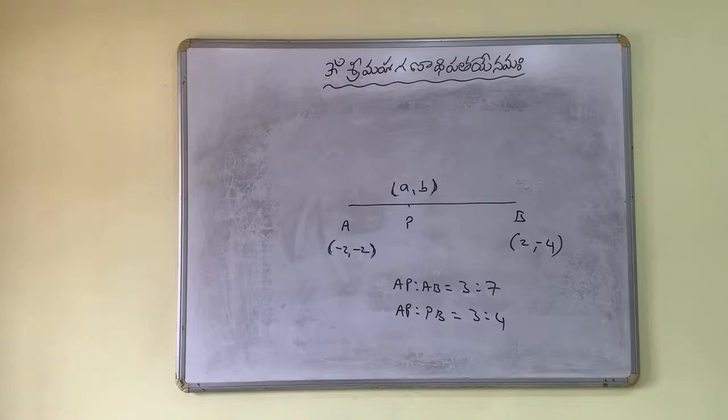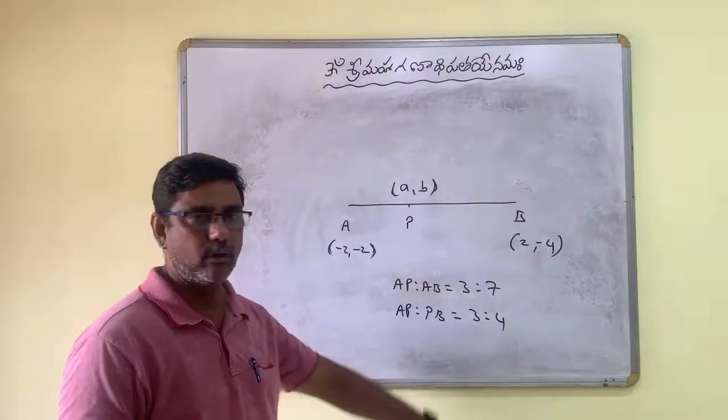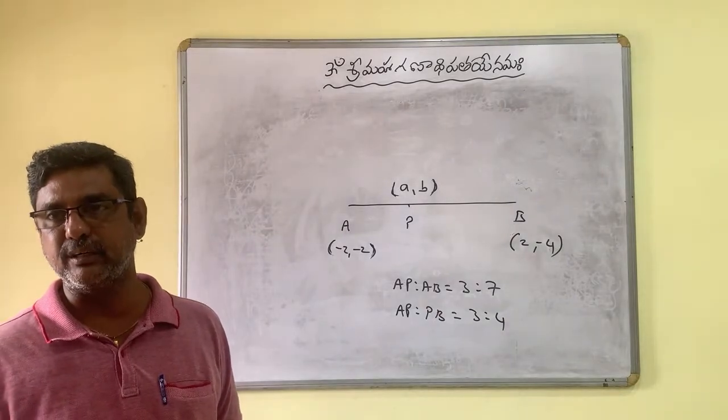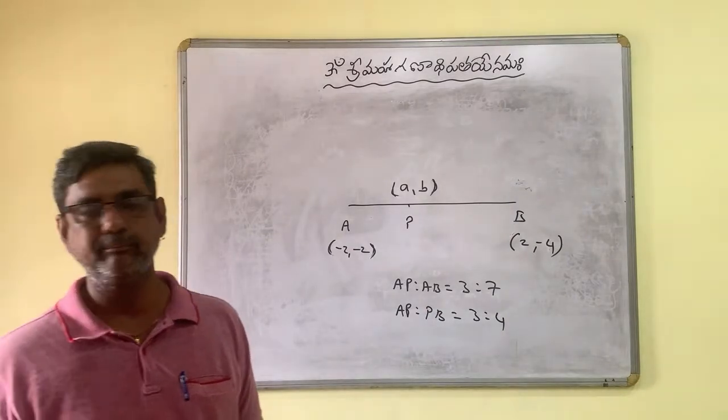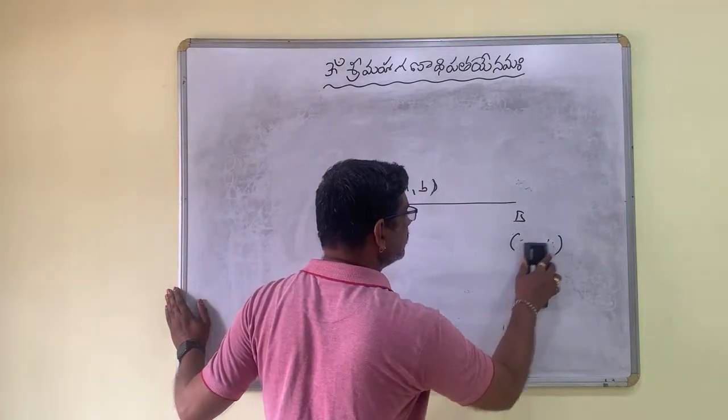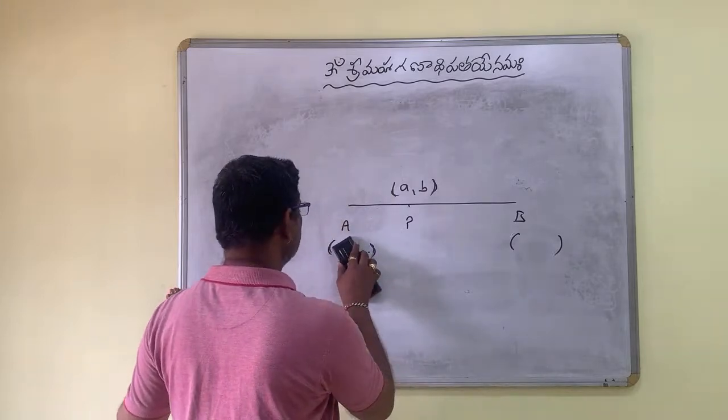I think there is no need to explain this, because this is a basic problem. The only change is converting the ratio from AP is to AB to AP is to PB. That is the only new thing in this problem. Okay, I am taking this one out. Next model.